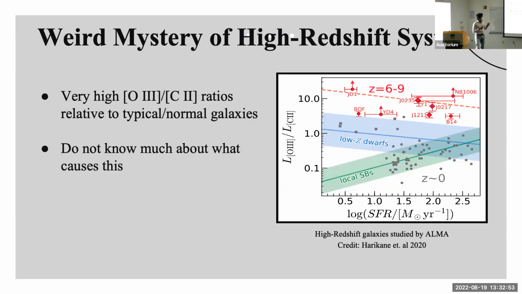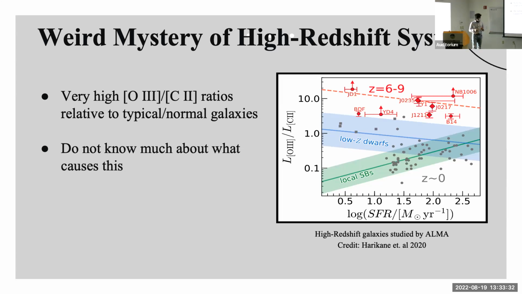So we have this weird mystery of high redshift systems. When ALMA was pointed at high redshift systems, which are between Z greater than 6 and somewhere around 9, what we observed was very high O3 over C2 ratios relative to the normal galaxies. As pointed out in Hurricane's 2020 paper, when the luminosity ratios of O3 with C2 were plotted against the SFR, we observed that these red points, which are the high redshift systems, had a very high luminosity ratio of O3 over C2 compared to the galaxies in the blue and the green band over here.